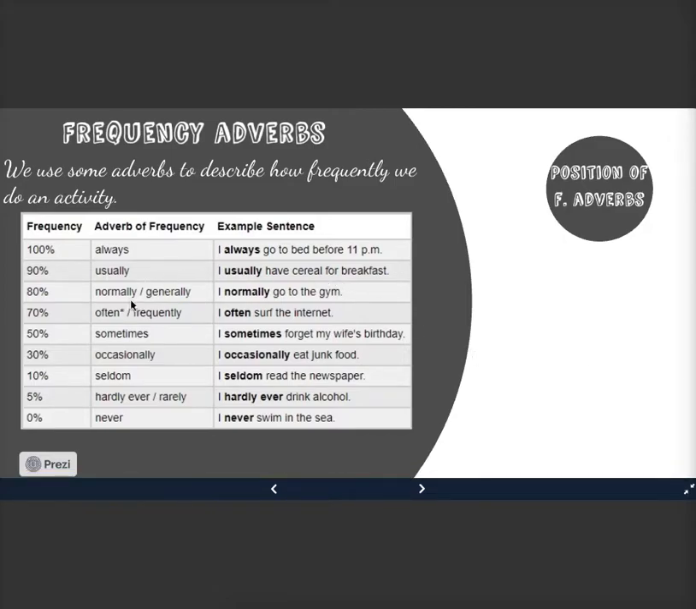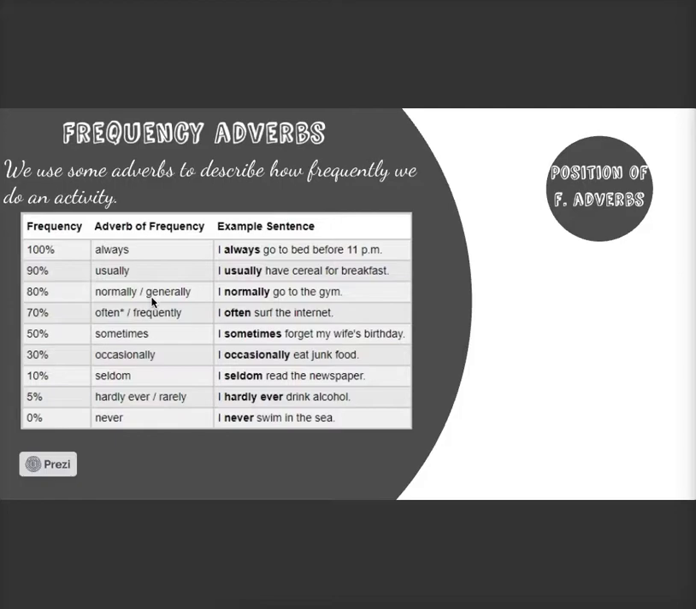Okay, let's go with the next one. What is the meaning of normally or generally? Normalmente and generally. Generalmente. I normally go to the gym. It is not something that I do every day, but it's something that I do in a general way, okay? Usually, something like that. 80%.